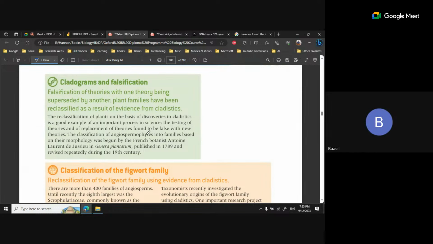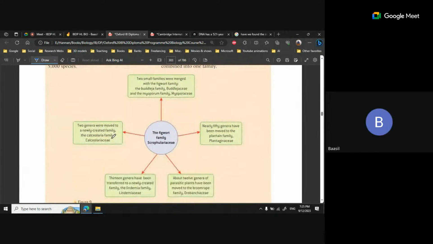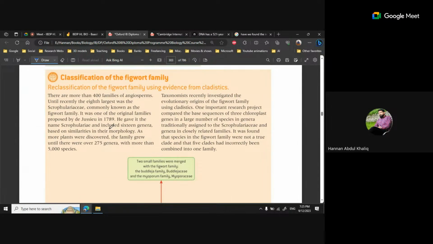Okay. All right, then classification of the figwort family. As more plants were discovered, the family grew until there were 275 genera with more than 500 species. That is quite a lot, like 275 different genera. That is quite a lot.